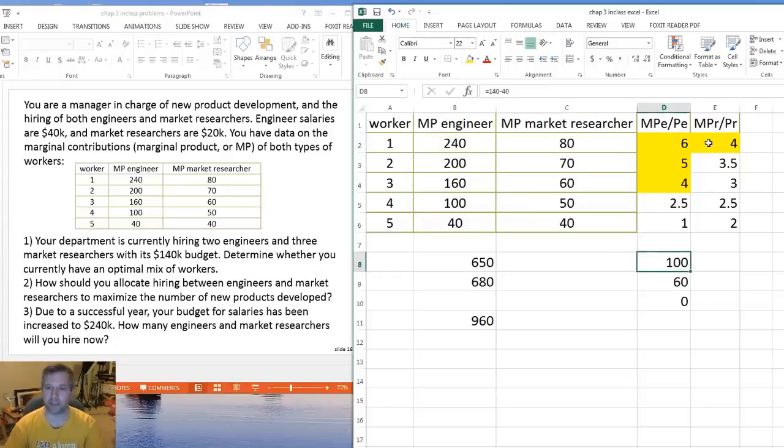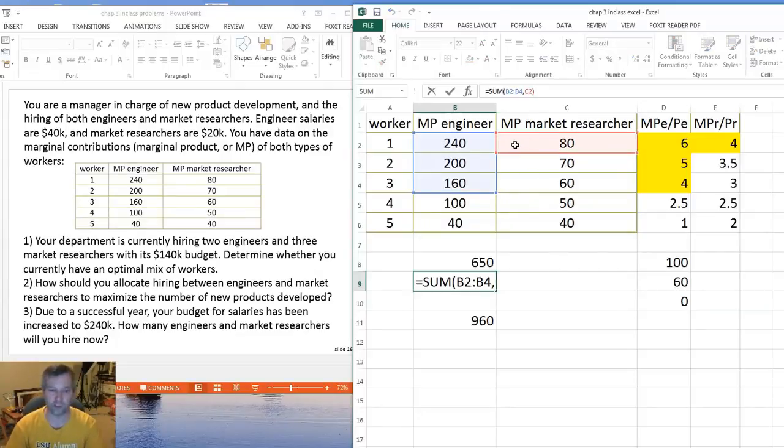But I kind of tried to convince myself that hiring 3 engineers and 1 researcher would be better. I know I'm spending my budget, just like I did before, but if I think about how much output I'm producing now, I've got these 3 engineers and 1 researcher. And so if I add up all of their output, I get 680 units. So again, I've spent the same amount of money on my budget, but I do get higher output than I had in the combination in question number 1. So it seems like allocating the hiring between engineers and market researchers in the way that I did generates a higher amount of output for the same total salary.